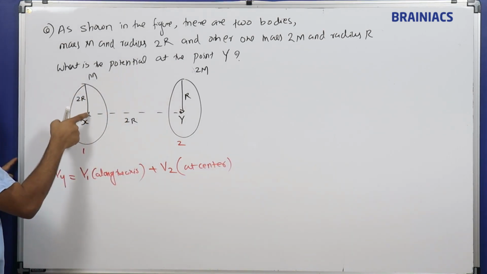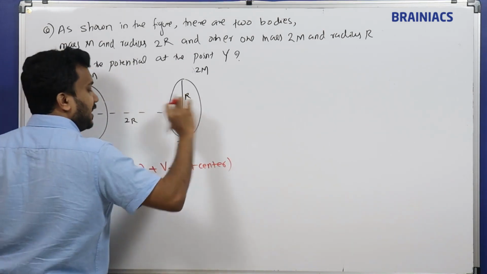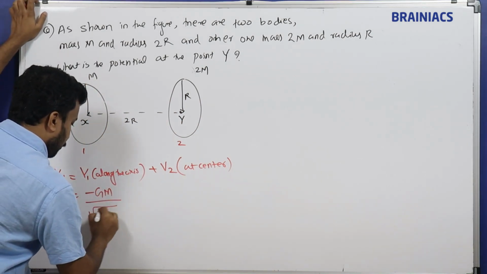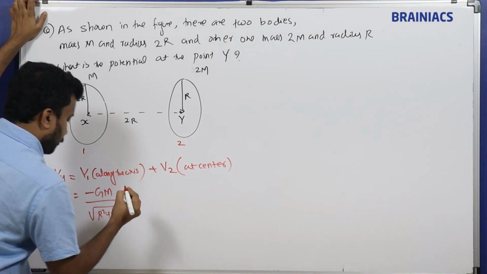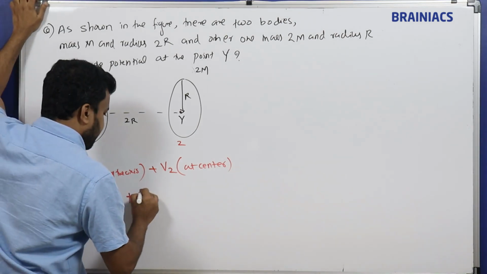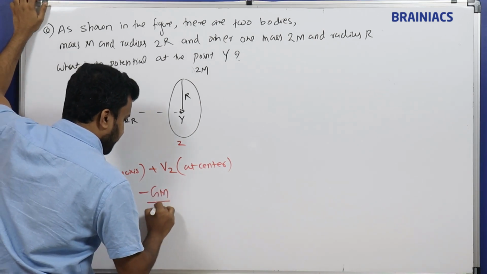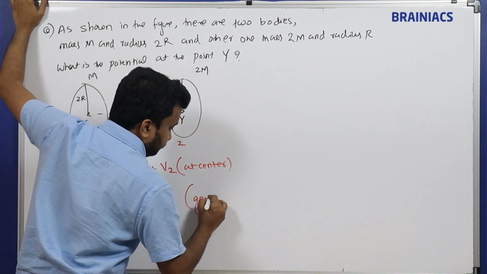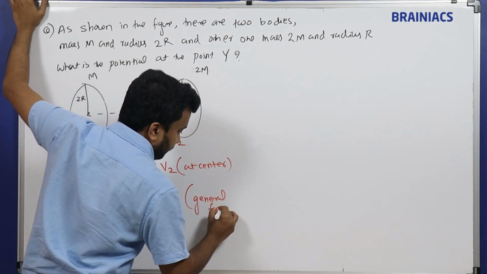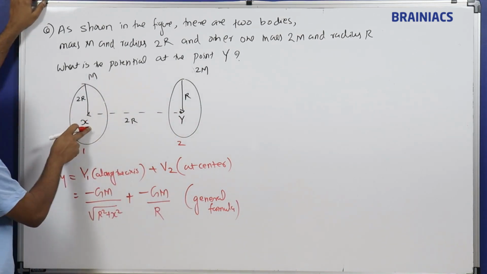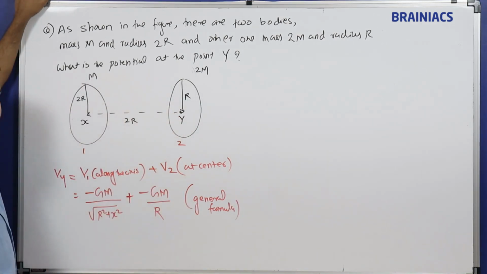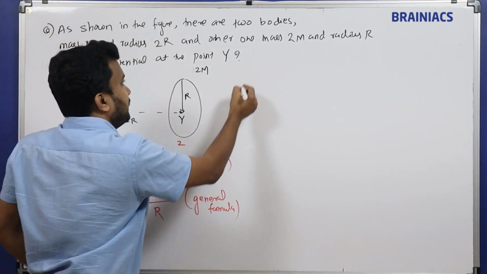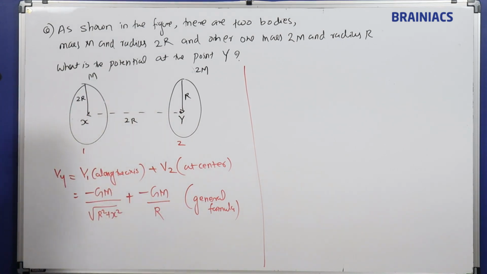Clear? Because of 1, the potential is along the axis. What is the general formula along the axis? Minus GM divided by root of r square plus x square. Potential at the center, what is the general formula? Minus GM by r. This is a general formula, along the axis for the first one and center for the second one. Now we will substitute the values.